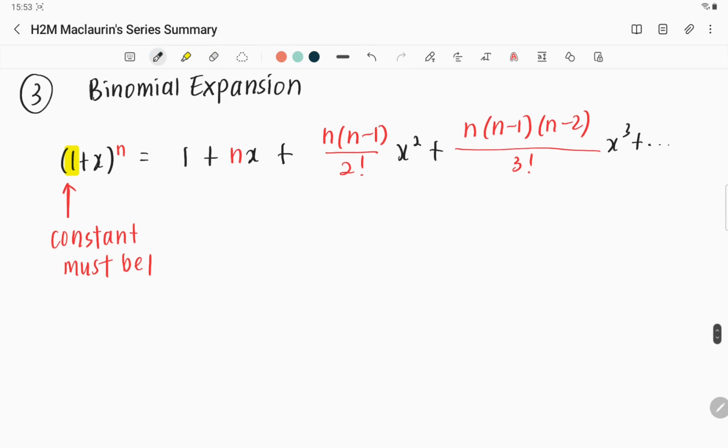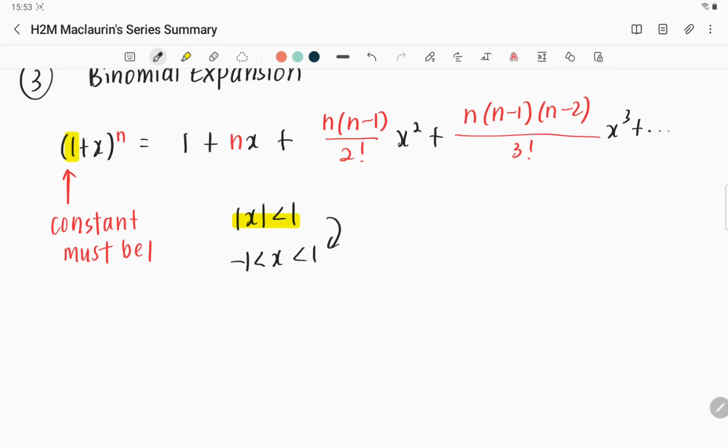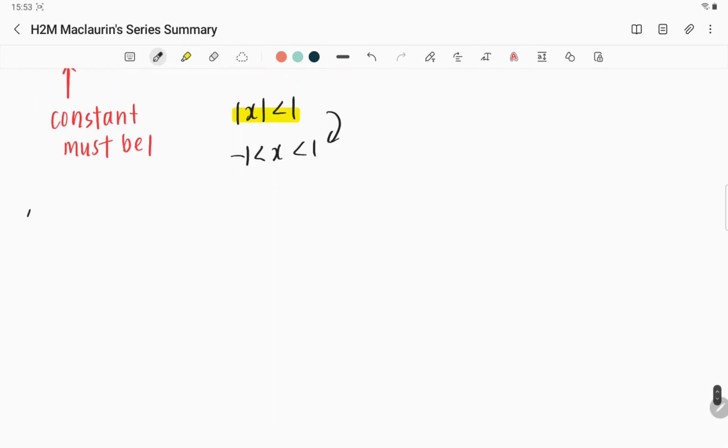However, it must be noted that the range of values of x lies between -1 and 1. Okay, because this is what you're given. However, if you recall your chapter on inequalities, you can actually simplify to this. Okay? So with that, we have come to the end of the last part of Maclaurin series.